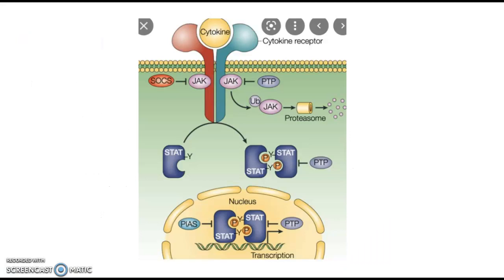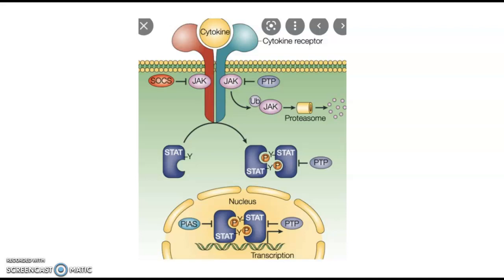Here's an image of those regulator proteins. So at the top, you can see the SOC proteins are inhibiting the JAK kinase, and also the PTPs are inhibiting JAK by binding to it and removing its phosphate group. And it's actually SOCs that tag JAK for ubiquitination and send them to the proteasome to be degraded.